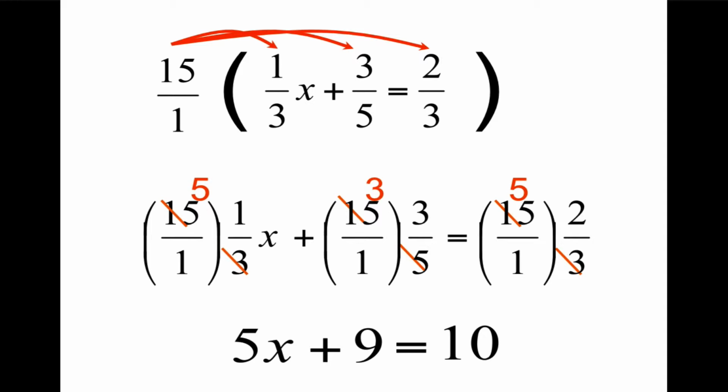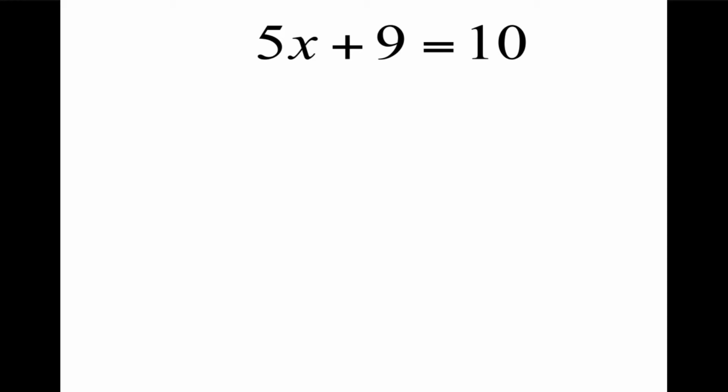Okay, so we've used Fractionbusters to eliminate the fractions, and we're left with this two-step equation simply by multiplying through by 15. Now we have to solve the two-step equation. 5x plus 9 equals 10. So box it out, put the line of equality, and we're going to have 2 steps.